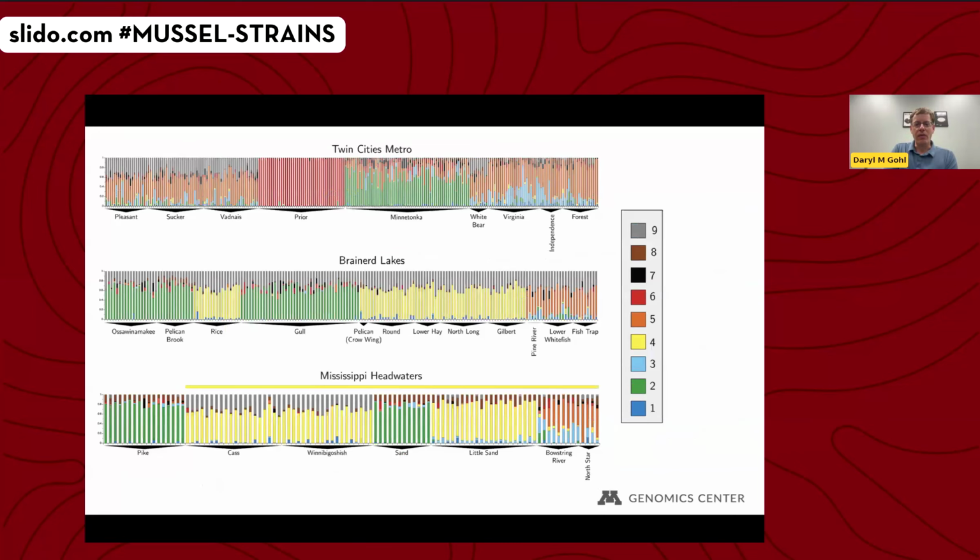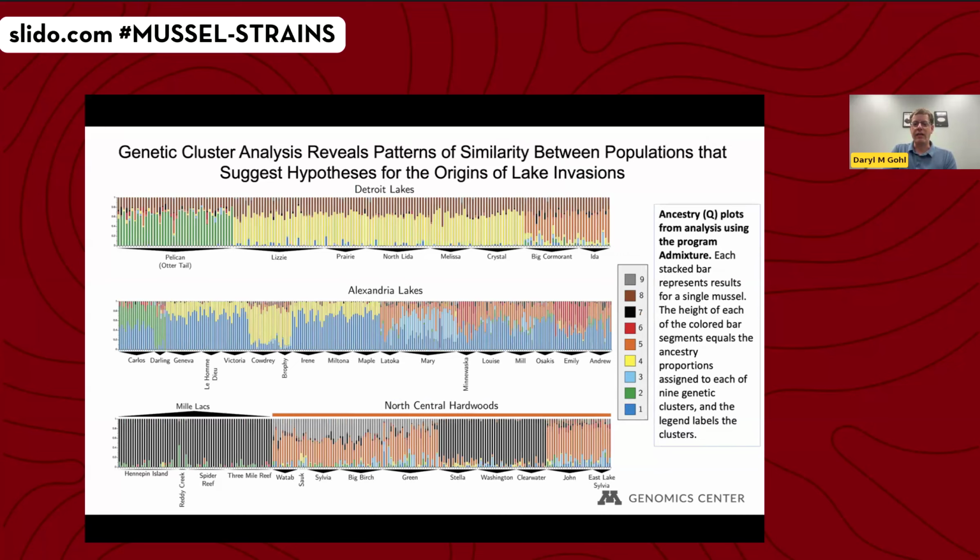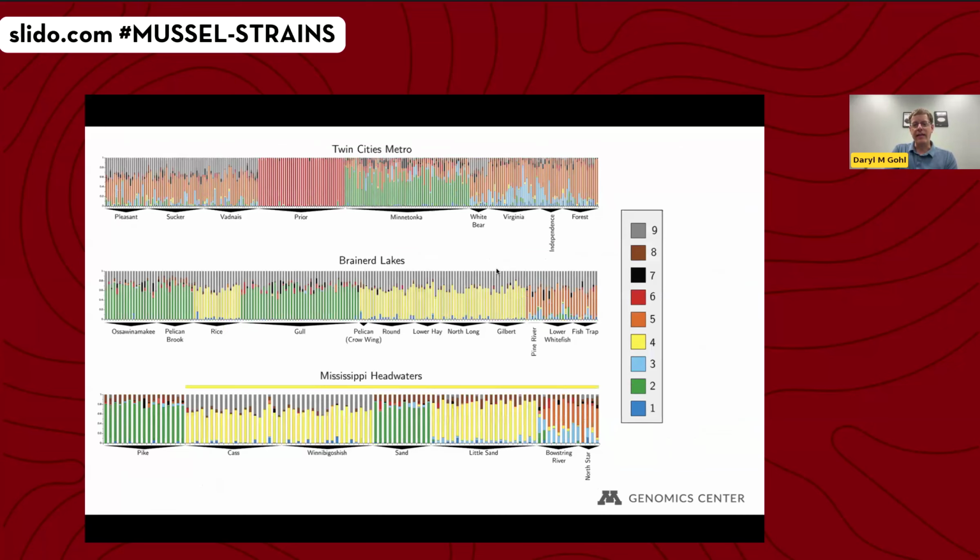So we can do this and look at all of the different regions, and these plots give you basically an intuitive idea of which lakes are likely to be related to one another. So you can see in this Brainerd Lakes region, for instance, there's this cluster of mussels from Rice Lake and Pelican, Round, Lower Hay, North Long, and Gilbert that all look pretty similar, whereas the mussels from Gull and Pelican Brook and Ossawinamakee look different.